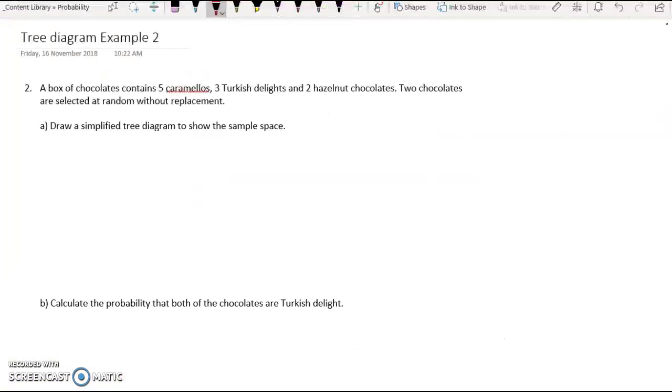Okay, so with this question we're trying to show you how to do a simplified tree diagram to solve probability questions. So we've got a box of chocolates containing 5 caramellos, 3 Turkish delights and 2 hazelnut chocolates, and 2 chocolates are going to be selected at random without replacement. So we've got to draw a simplified tree diagram to show the sample space firstly.